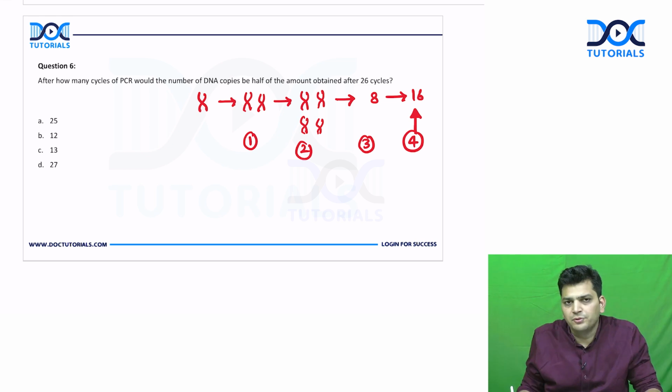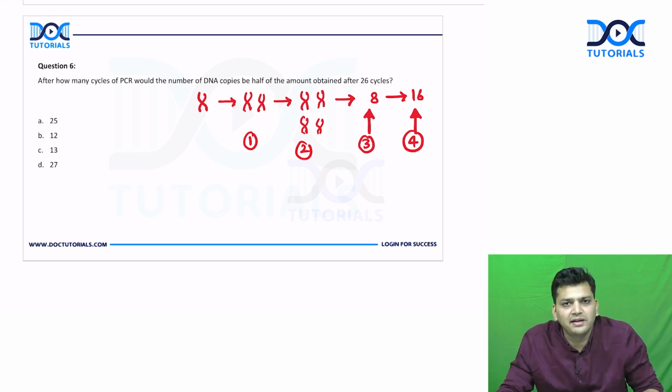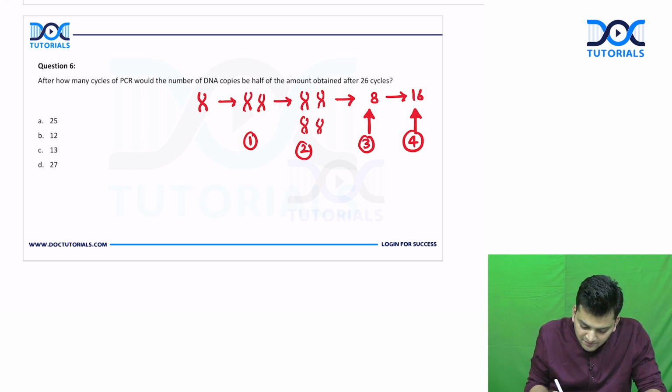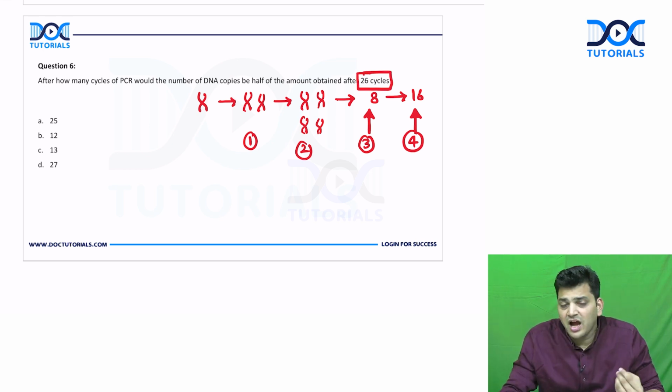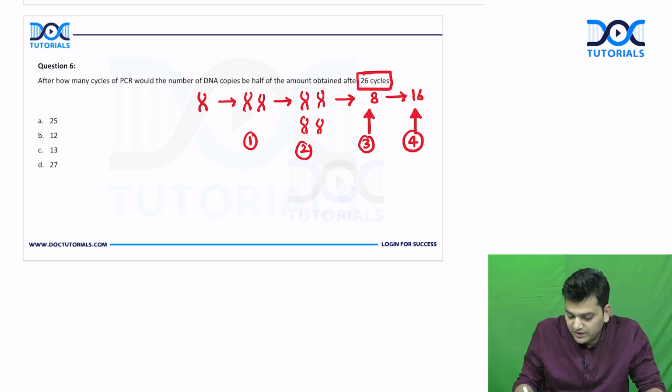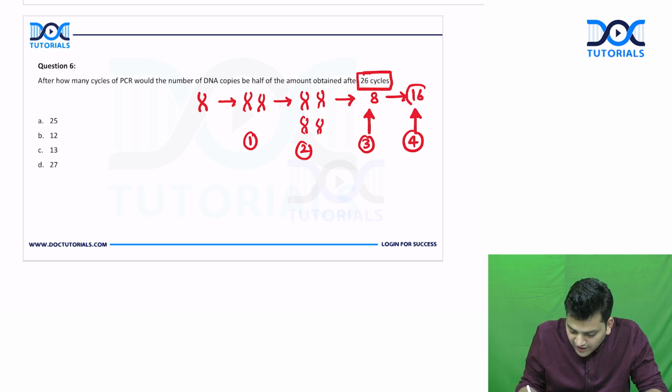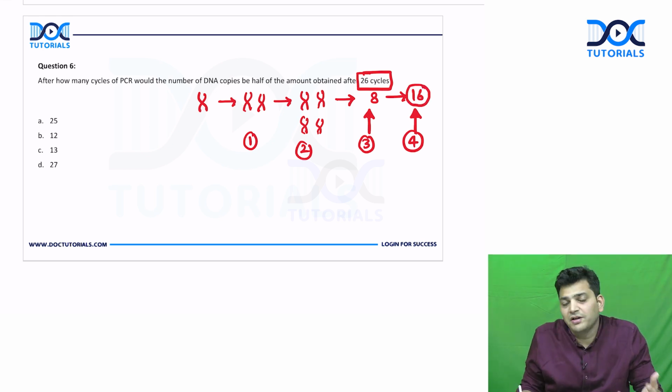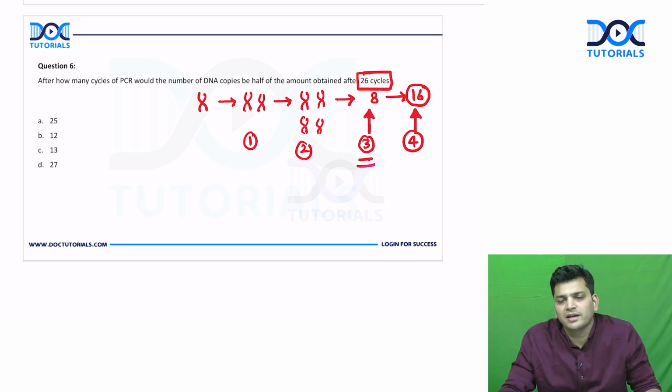Half of 16 is going to be 8, and 8 was available after how many cycles? 3 cycles. So what they're asking is, whatever number you are going to obtain after 26 cycles, half of that will be obtained in which cycle? Obviously, one number back. Because, for example, in the 4th cycle, we are having the 16 copies. If I ask you when you are going to get half of 16, in the 4th cycle or the 3rd cycle? Yes, it is going to be the 3rd cycle, 1 cycle back.